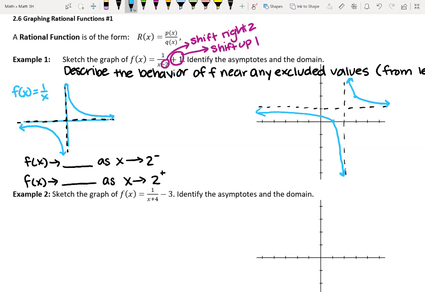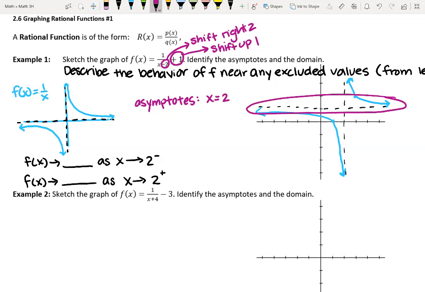It says identify the asymptotes and the domain. As for my asymptotes, it has to do with these transformations. Because I shifted to the right by 2, this asymptote is at the line x equals positive 2. And then the horizontal asymptote is going to be y equals something. In this case, we shifted it up 1, so it's y equals 1. So those are the two asymptotes.